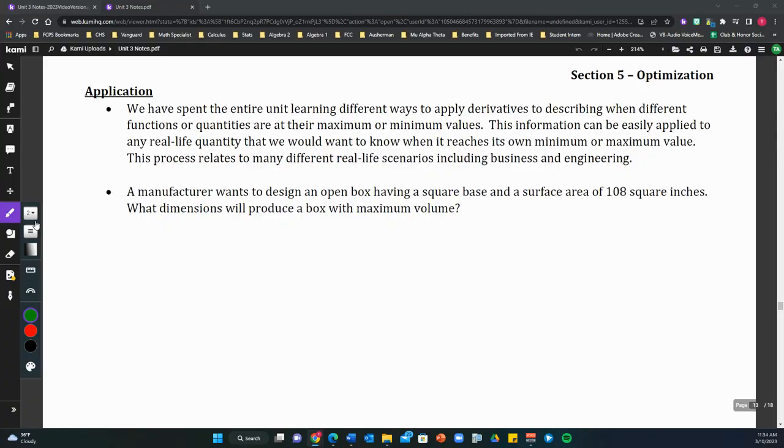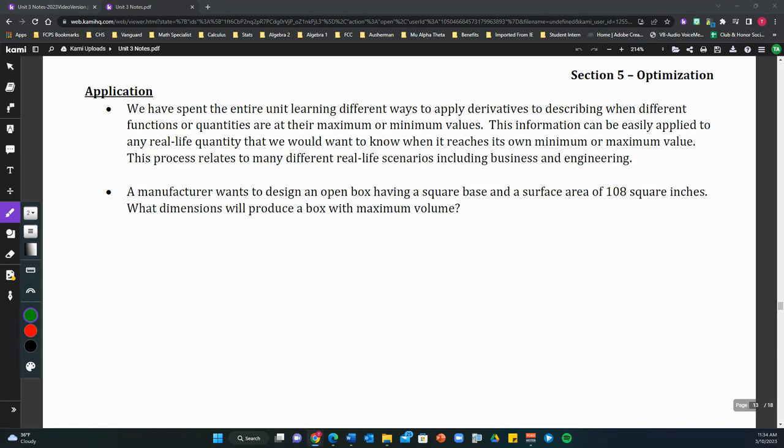Everybody, and welcome back. For our next topic, today we're going to take a look at something called optimization. Up to this point in Unit 3, we've spent the whole unit learning different ways to apply derivatives and being able to describe when different functions or quantities are at their maximum or minimum values. That information can be easily applied to really any real-life quantity that we would want to know when it reaches its own minimum or maximum value.